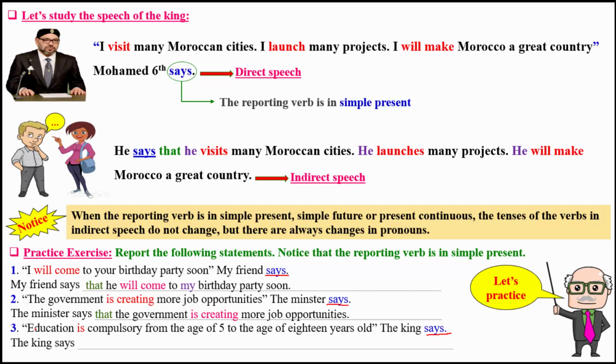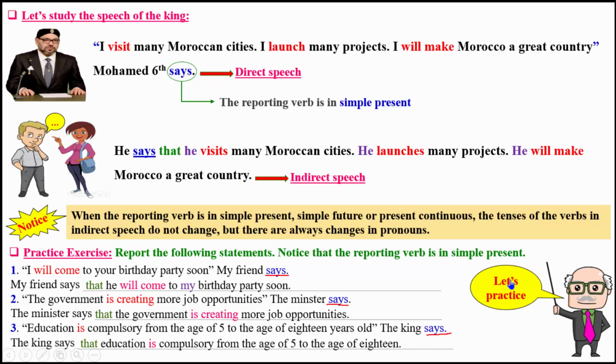Number three, education is compulsory from the age of 5 to the age of 18 years old, the king says. The answer, the king says that education is compulsory from the age of 5 to the age of 18 years old. So as you can see, when the reporting verb is in simple present, we don't change the tense of the verb, but we change the pronouns.